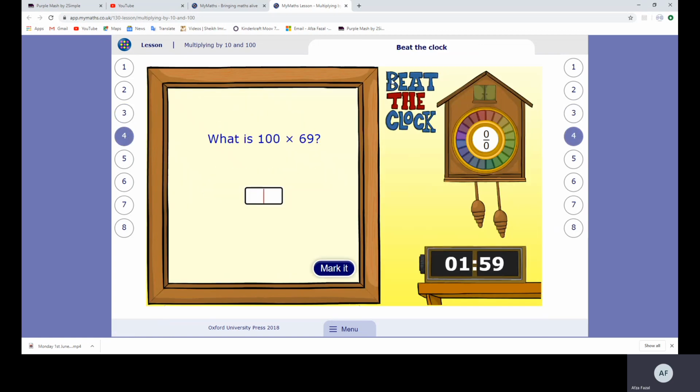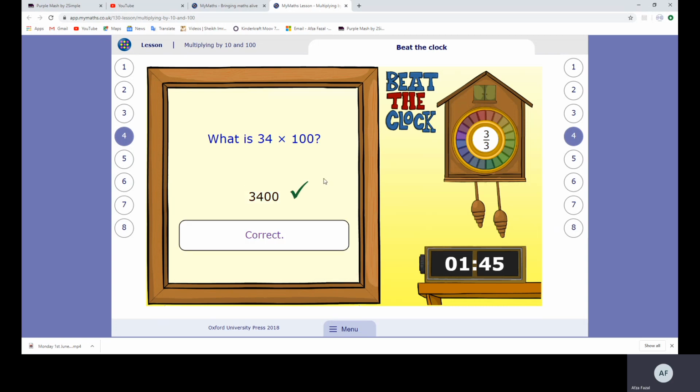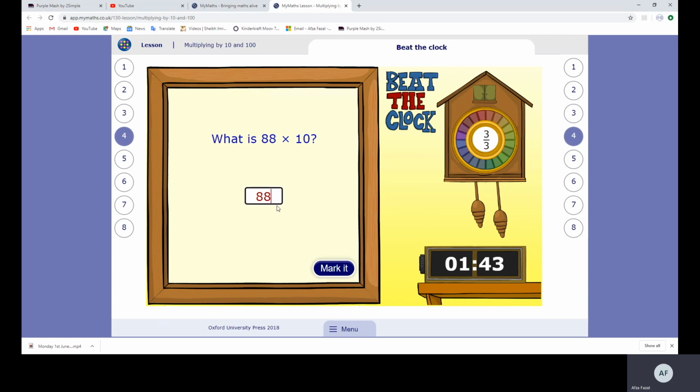Beat the clock. 100 times 69. So I know it's two place values. 51 times 100. Again, I know it's two place values. So two zeros as place value holders. I know that's one place value. So I'm looking at the 10. The 0 tells me how many place values. Remember, the more you practice, the better.